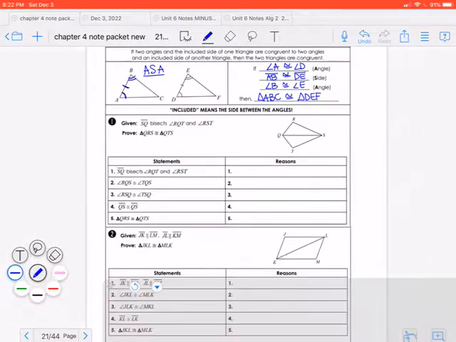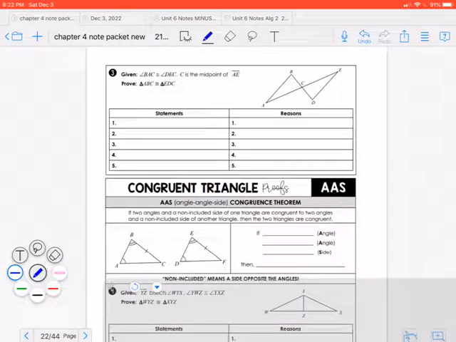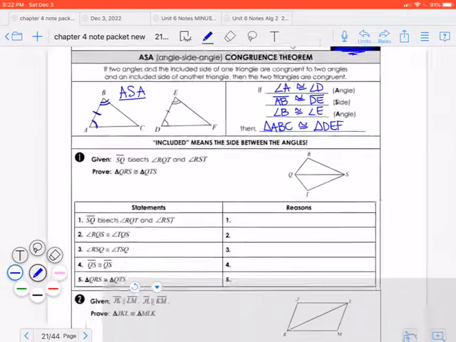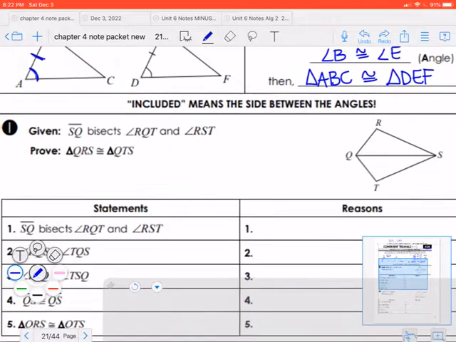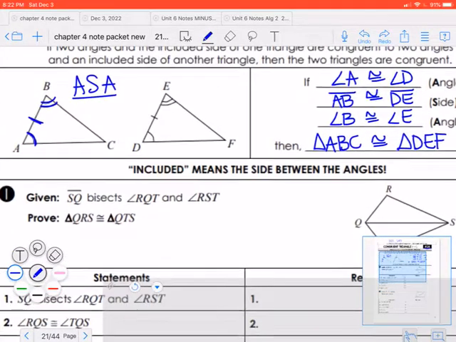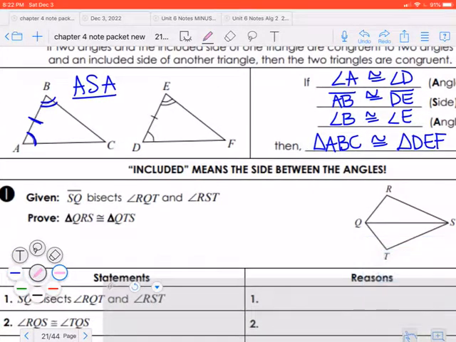Okay, we've got several proofs to do here, three of them, and then we'll move on to angle, angle, side after that. Okay, our first one here. And just to go back to that theorem, included means that the side is between the two angles, as I was explaining.